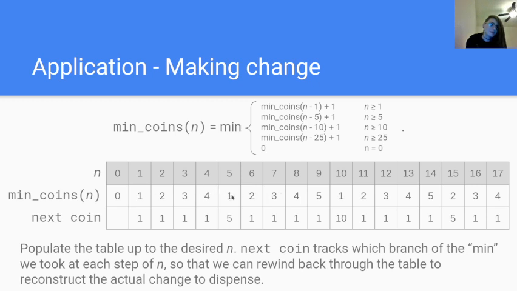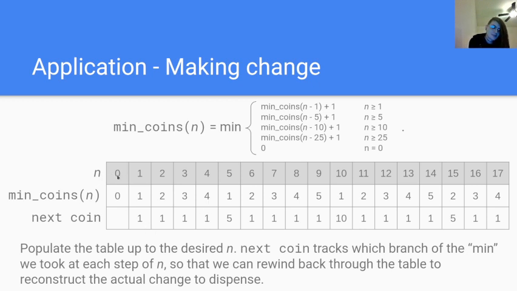When n is 5, min coins is 1, meaning that we can get away with dispensing a single coin if we need to make 5 cents of change, and that would be a nickel. Or if we need to make 12 cents of change, we dispense 3 coins. That would be a dime and 2 pennies, right? So these tell us the min coins of n for any given n. And the next coin is going to be the specific branch of the recurrence, the min here, that we actually took at that step.